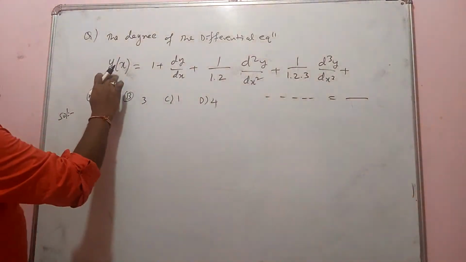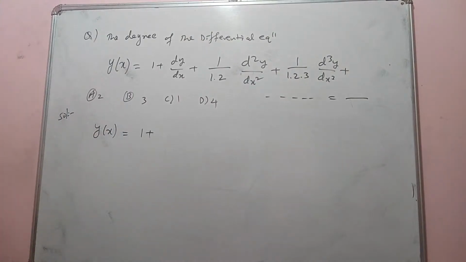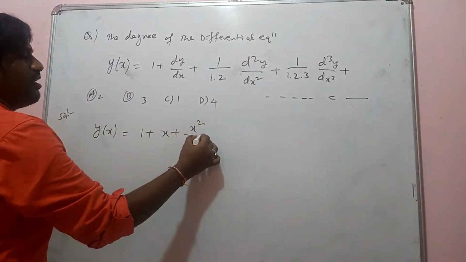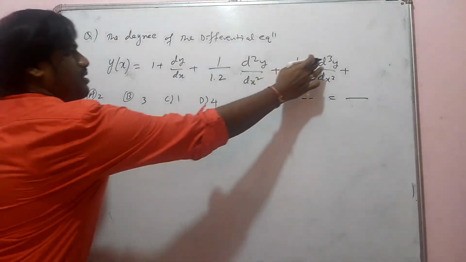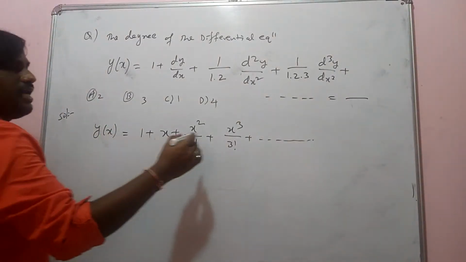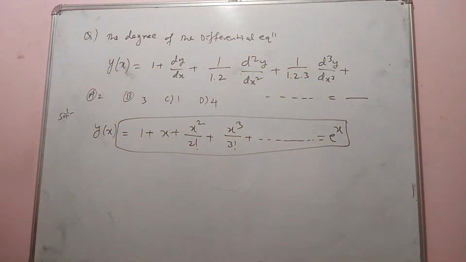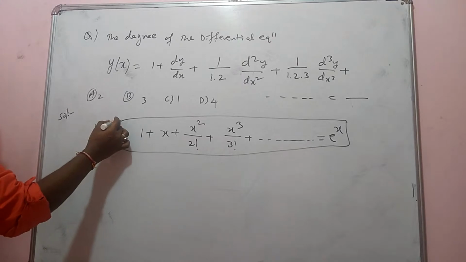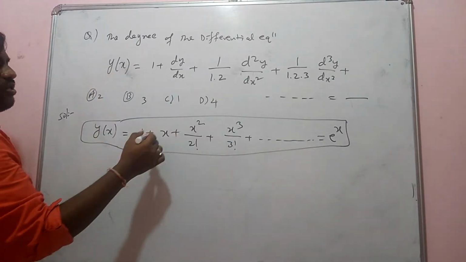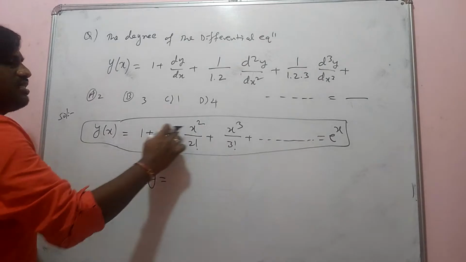Y of x is a polynomial in x. You must have seen this somewhere. 1 plus x plus x square by 1 into 2, that is 2 factorial, plus x cube by 3 factorial, plus likewise. So which function is this? This is the e power x function. I explained this when I taught you the limits concept, that this function is e power x. So this whole question will convert into e power x. Y is equal to e power x means y can be written as e power.